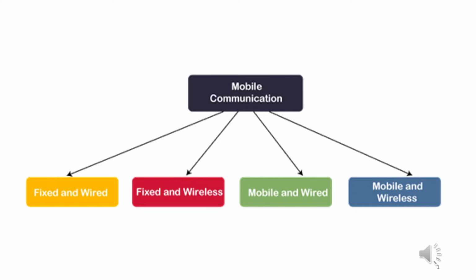Fixed and wireless. In fixed and wireless configuration, the devices are fixed at a position and they are connected through a wireless link to communicate with other devices, for example communication towers, Wi-Fi, router.